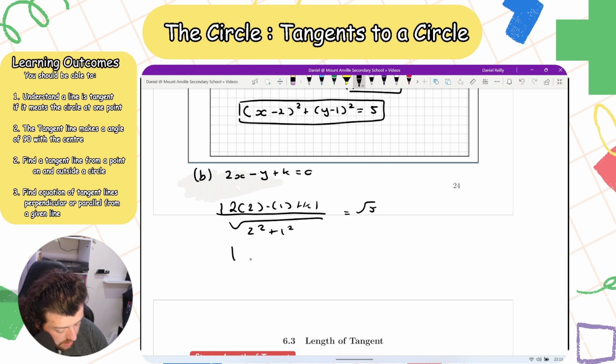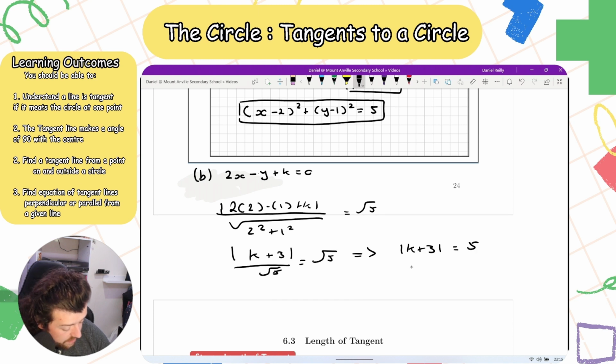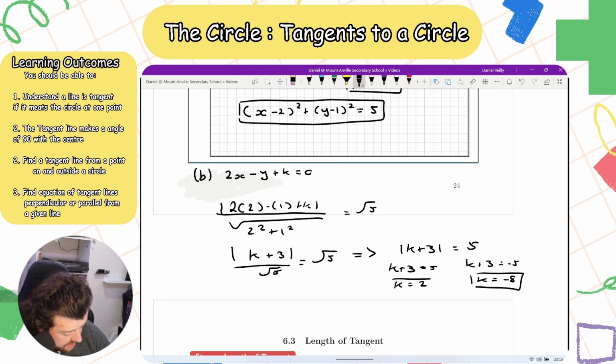I'm going to get on top k plus 3 all over root 5 is equal to root 5. Multiply both sides by root 5. I'm going to get k plus 3 is equal to 5. Therefore, k is equal to 2. k plus 3 is equal to minus 5. So k is equal to minus 8.